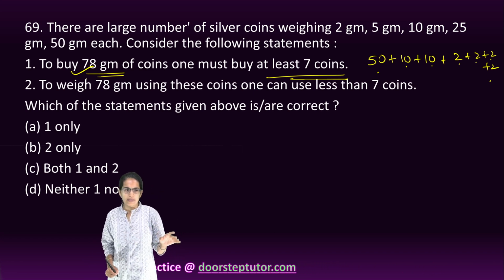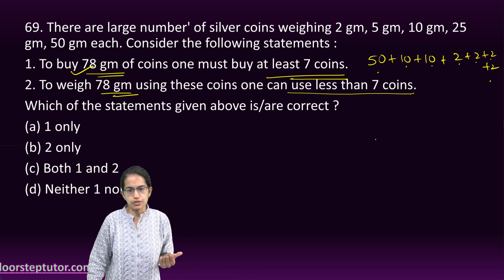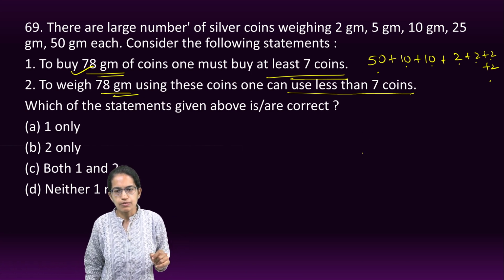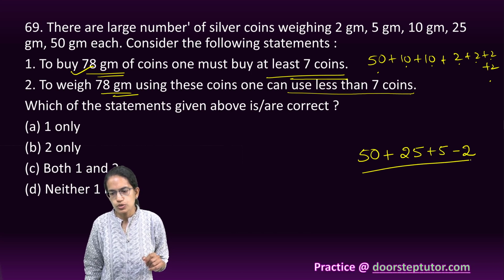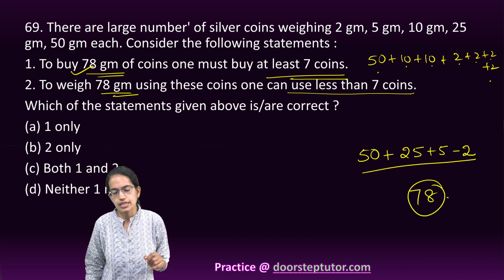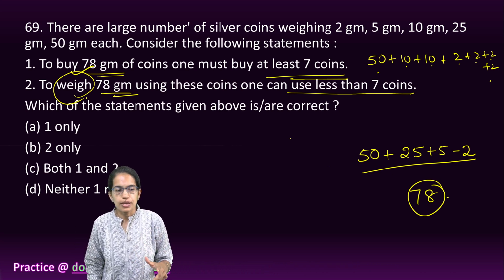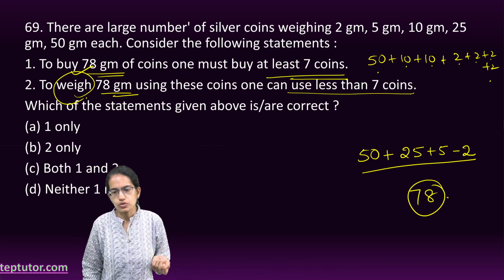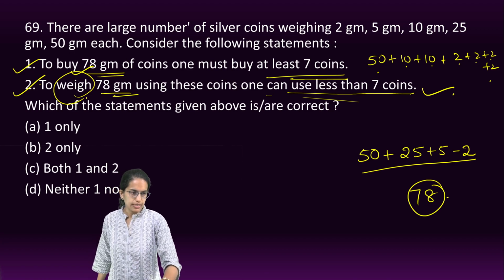So this is correct. To weigh 78 grams, how many coins can I use? To weigh 78 grams, I can have 50 plus 25 plus 5 minus 2. So using 4 coins, I can have 78 as the answer. But note, this is only when I am weighing. It cannot be when I am buying the actual number of coins. So here, one can use less than 7 coins, that is correct. So both the statements 1 and 2 are correct in this case.